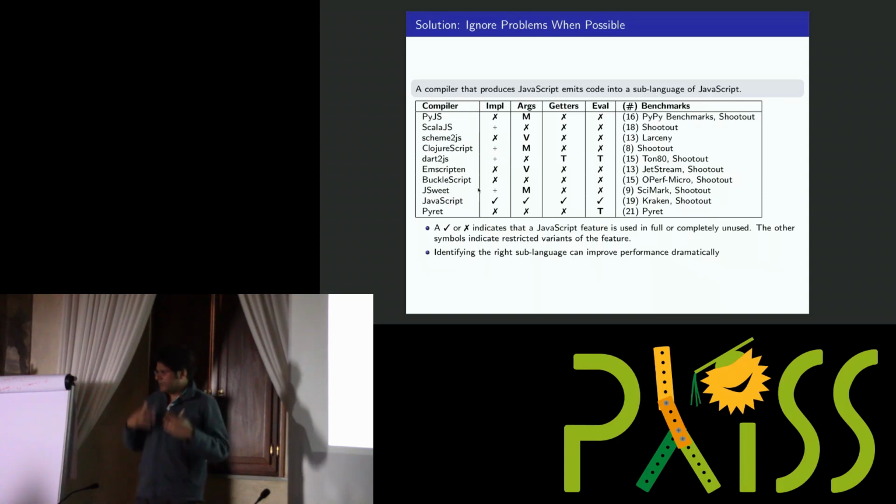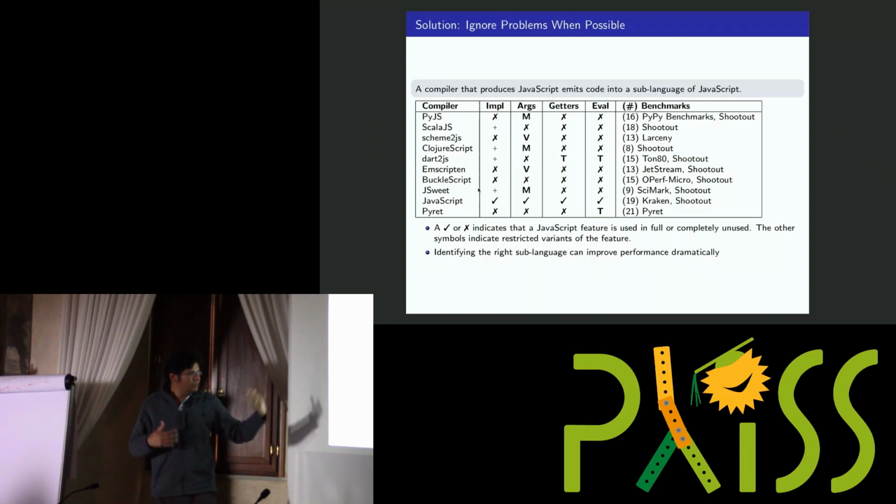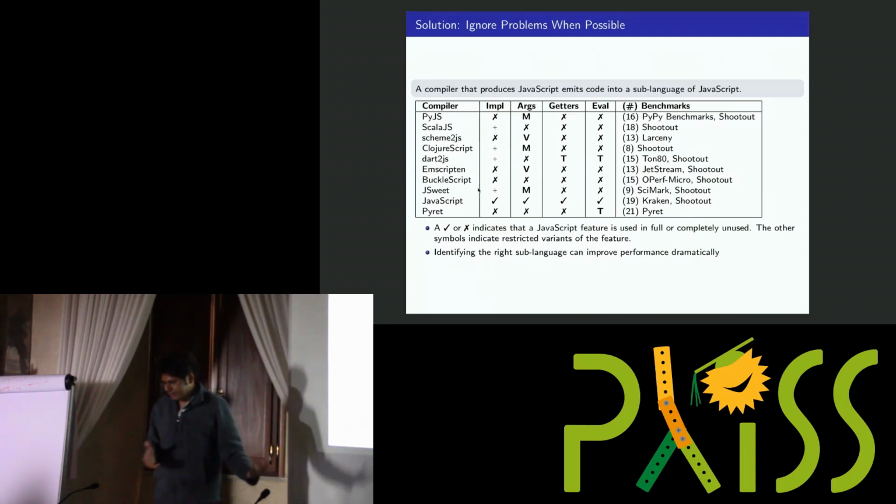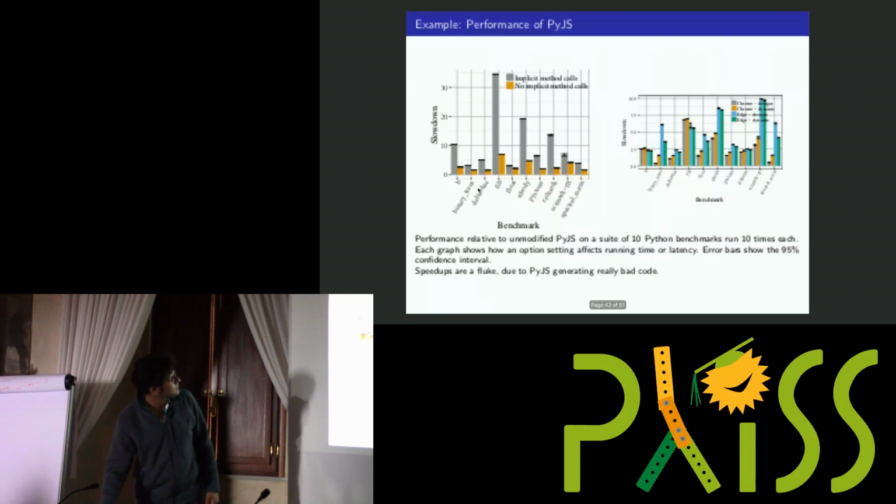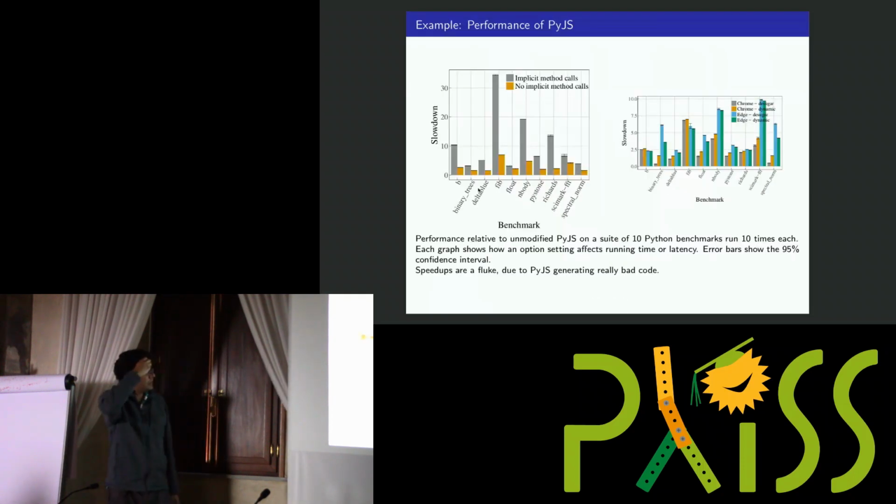Okay. So we'll get to numbers now. Once you do this and identify the right sublanguage, you can improve performance dramatically. Just an example with Python to begin with. Let's see, what do we have here?